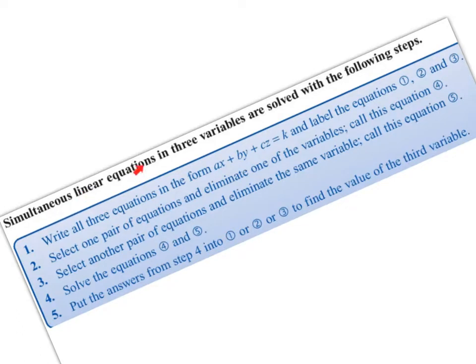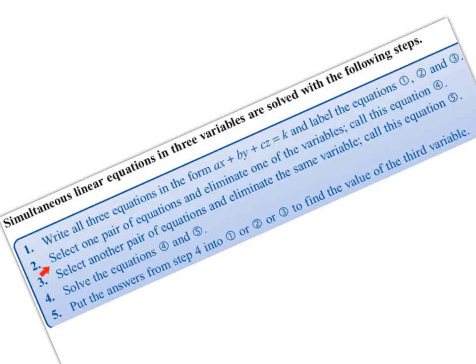Simultaneous linear equations in three variables are solved with the following steps. Step 1. Write all three equations in the form of ax plus by plus cz is equal to k, and label the equations 1, 2 and 3. Or you could label them a, b and c. So basically get anything that has an x, a y or a z stuck onto it on the left of the equal sign, and any constants on the right of the equal sign.